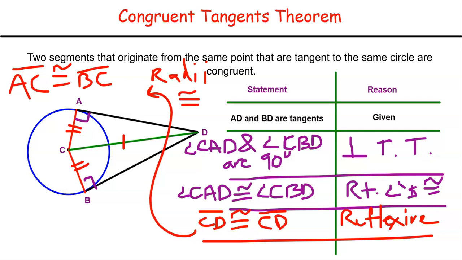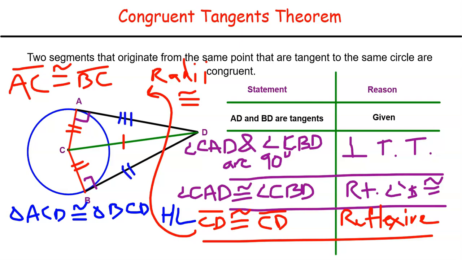We have two right triangles where the hypotenuse and one leg are congruent, so those two triangles are congruent. In this particular case, triangle ACD is congruent to triangle BCD by hypotenuse leg. And then by corresponding parts of congruent triangles being congruent, the most helpful of those pieces of congruent triangle proofs, CPCTC, AD is congruent to BD.